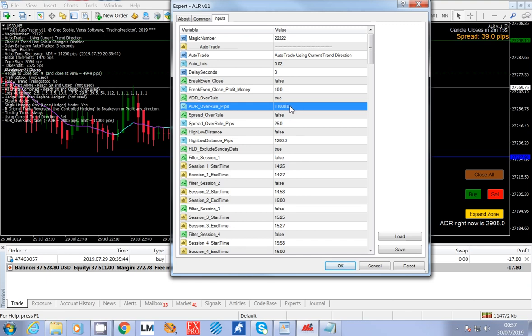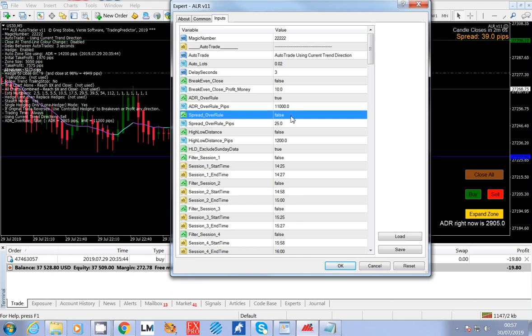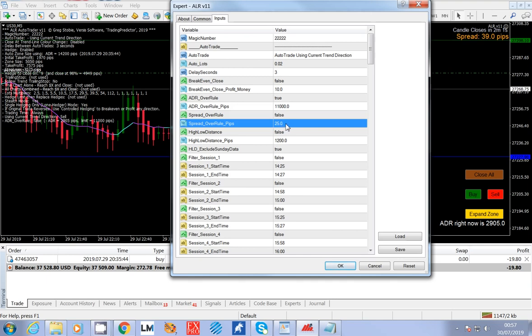And the same applies to the ADR value. It's the same rule for the spread over rule. Again, when the spread is less than this number here, it will place trades. If the spread happens to be over this number, then it won't place any new trades.